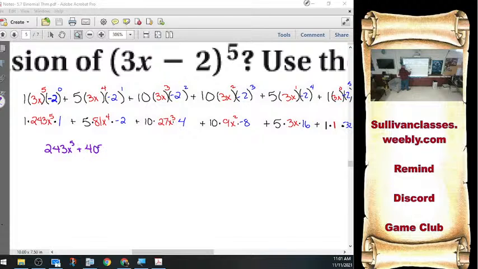Then you clean it up and say 243x to the 5th plus 405, missed that -2, minus 810 x to the 4th. What's that? 1080 plus 1080 x to the 3rd minus 720 x squared. Plus 240x minus 32. Okay.